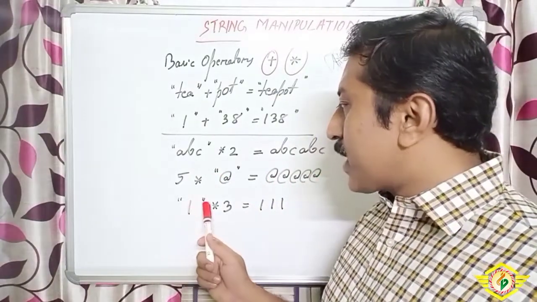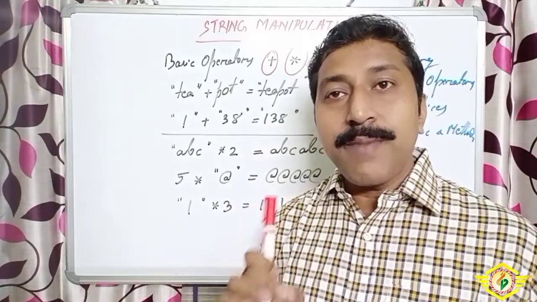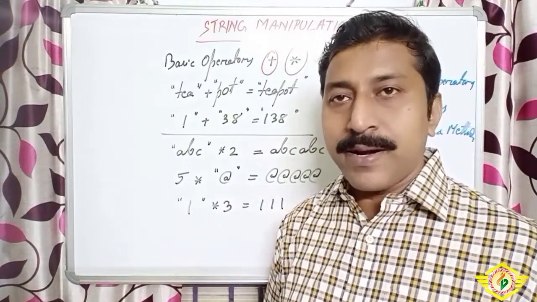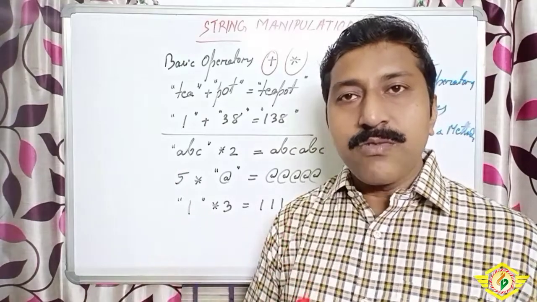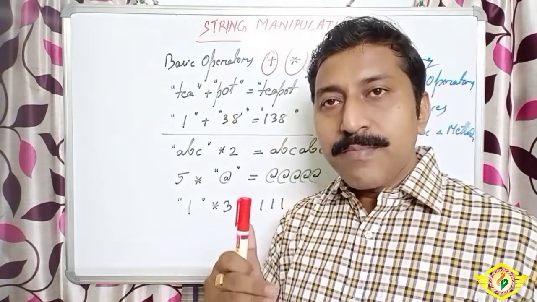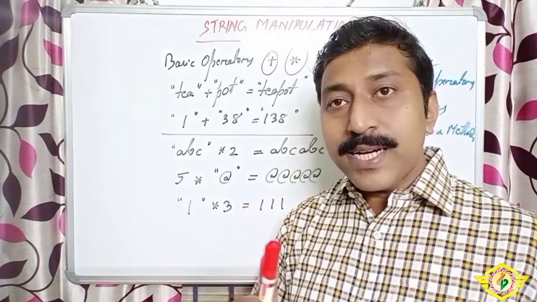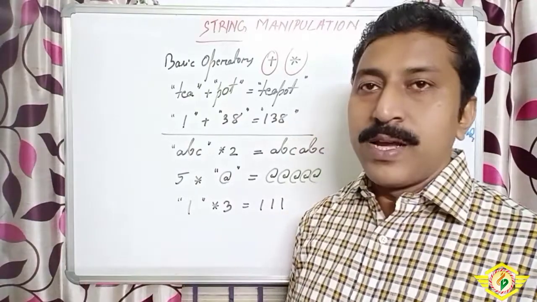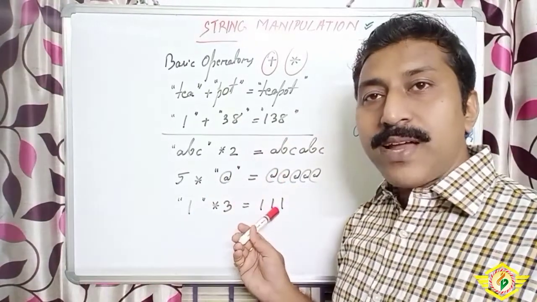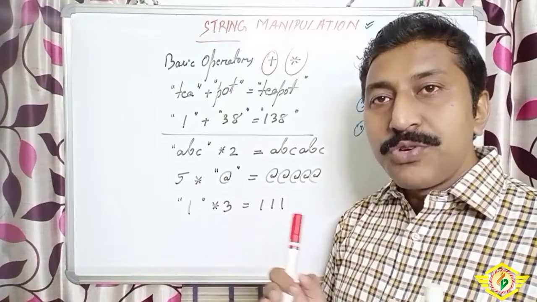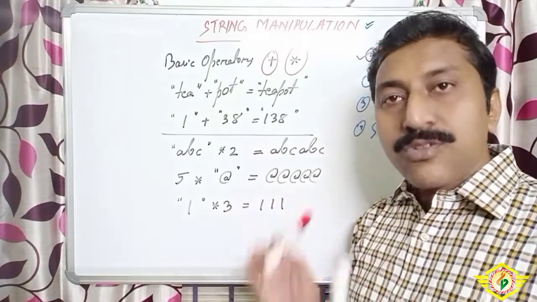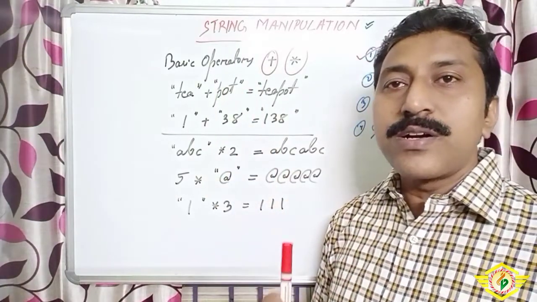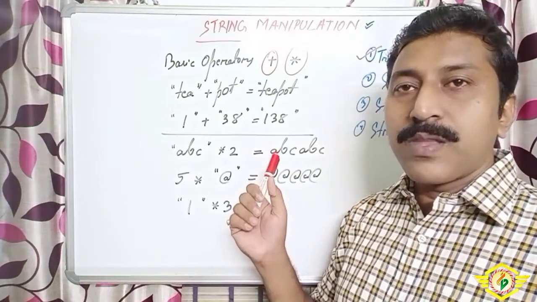Okay. Similar way 1 into 3. If you write directly 1 into 3, the output will be 3 only, because direct multiplication will happen. But if I write 1 within double quotes, it is a string now. So the string will be replicated 3 times, means 1 1 1. So the output will be 1 three times. This is not a numeric value, this is a string value, and whenever you want to use it this way, you take it as a string value, not a numeric value. And in this way we can use the different operators used in strings.